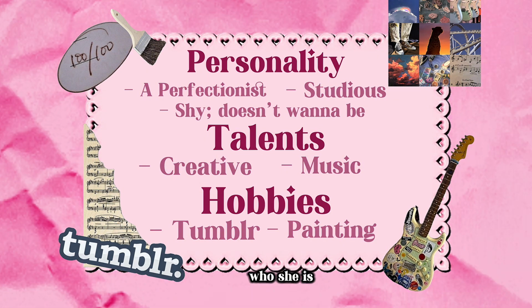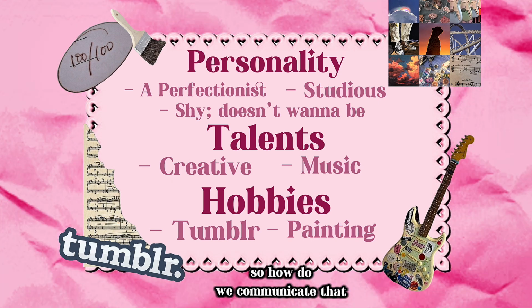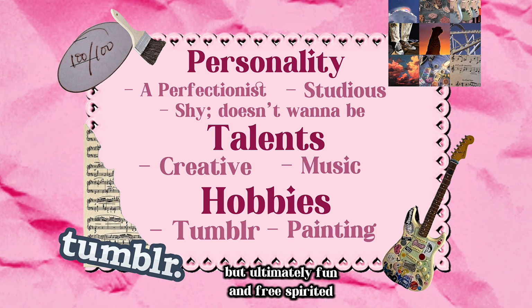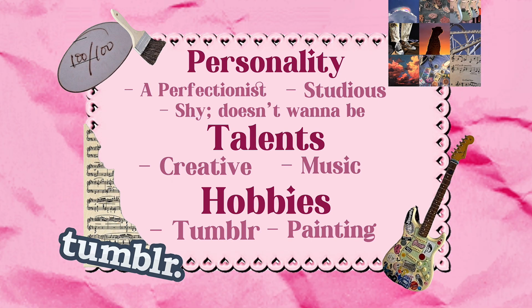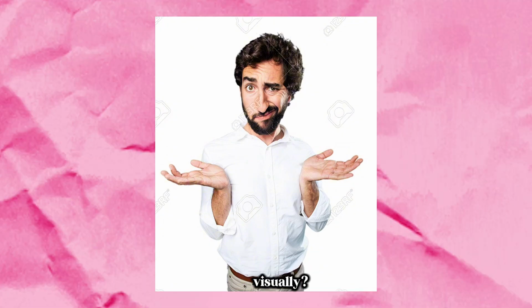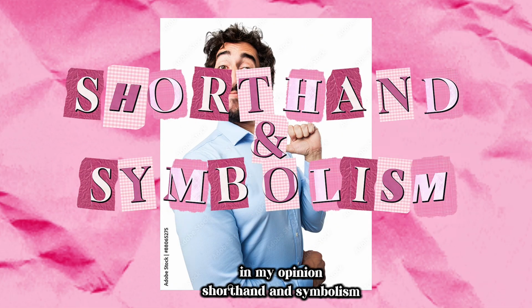Now we have an idea of who she is, so how do we communicate that she's a straight-laced, beleaguered, and shy, but ultimately fun and free-spirited painter? How do you communicate any idea visually? In my opinion, shorthand and symbolism.